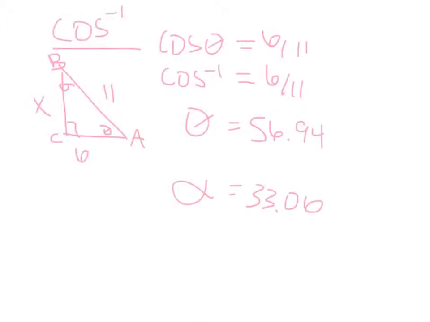For my cosine to the negative first problem, I had my triangle, and the hypotenuse was 11, and the adjacent side to A was 6. And so I did cosine of theta equals 6 over 11. I did cosine to the negative first of 6 over 11, and then theta is 56.94. I subtracted 56.94 from 90 to get 33.06 as B.